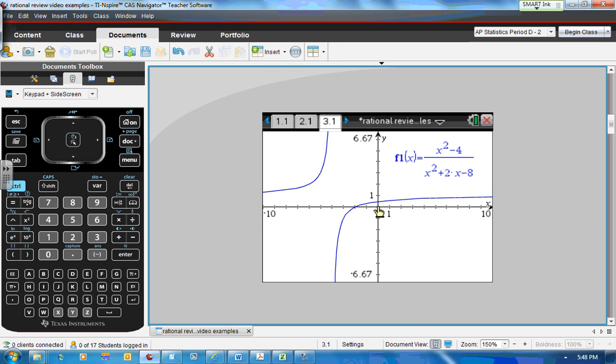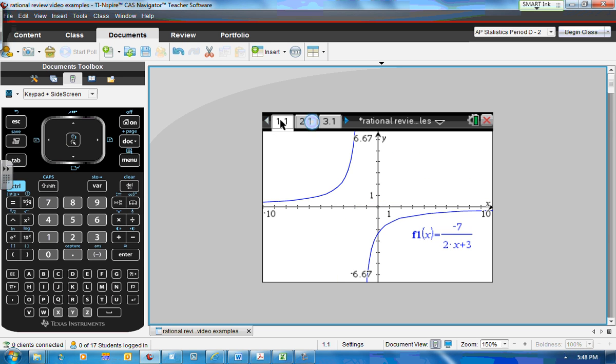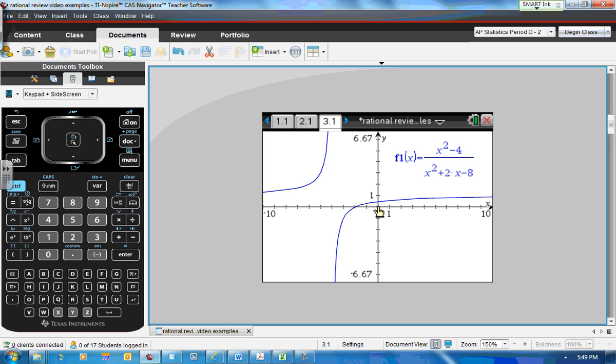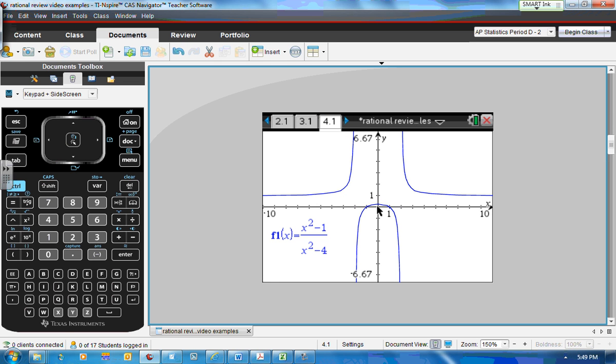Let's see what that looks like. That is not the right function. So I have to put that in there. Here, one more to see if it's in there. There it is. All right, and I can see by the graph that it crosses the x-axis here at positive 1 and here at negative 1, just as we expected.